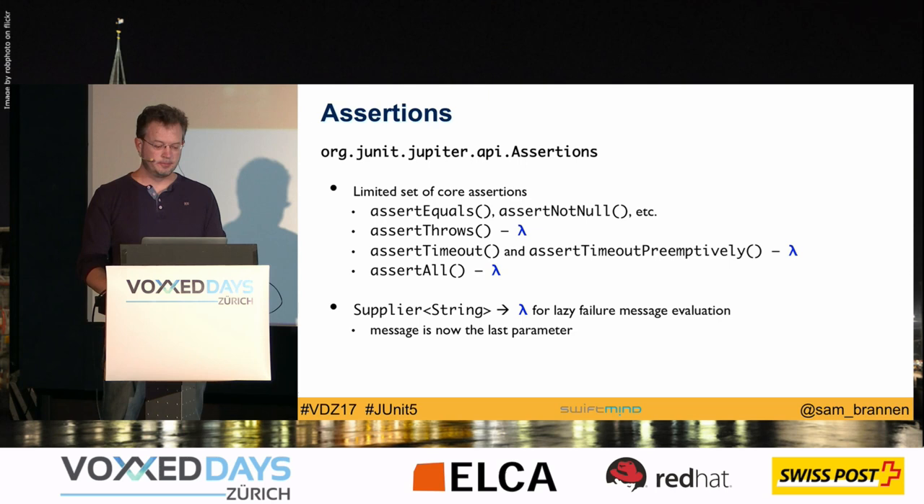And of course, if you need more power, don't blame us. You're free to go use another assertion framework, so something like AssertJ, Hamcrest, et cetera. Those also work perfectly well with Jupiter, just like with JUnit 4.